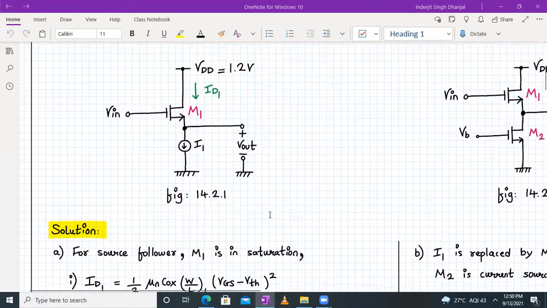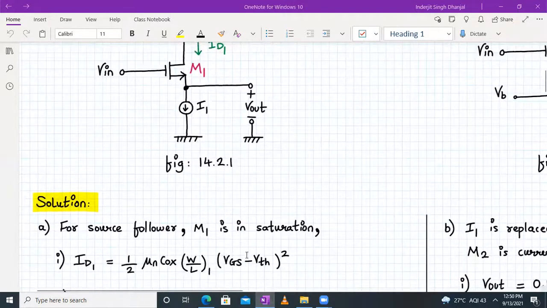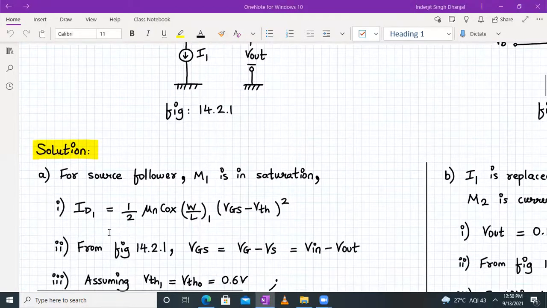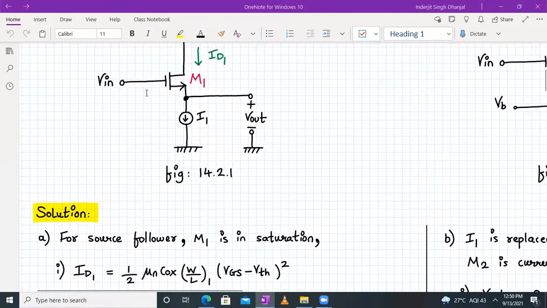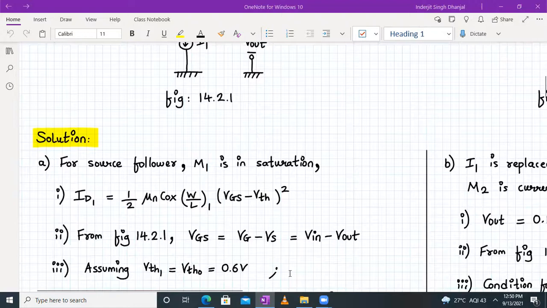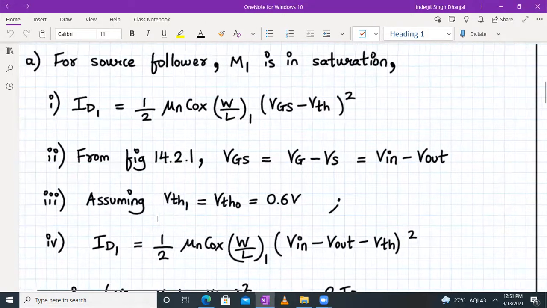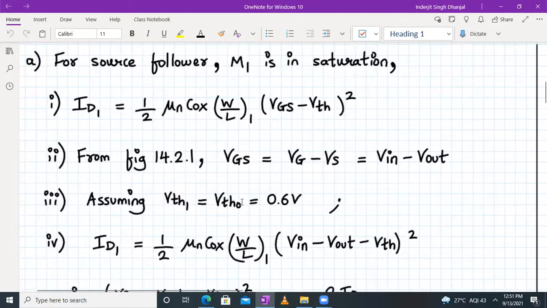But for the first case, we will directly use the value of VTH as it is, and in the next iteration, we'll calculate the value of VTH considering the body effect. Fine. So from this figure, what is my VGS? VG is actually Vin, and the source voltage VS is actually Vout. So VGS is nothing but Vin minus Vout. And we are assuming initially that VTH is equal to VTHO, which is 0.6 volt.